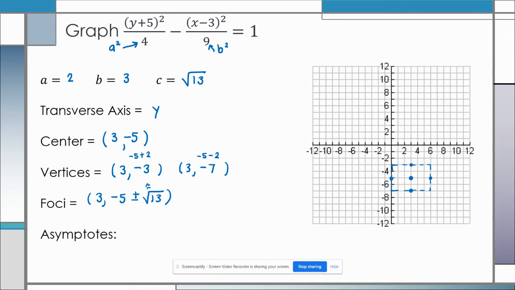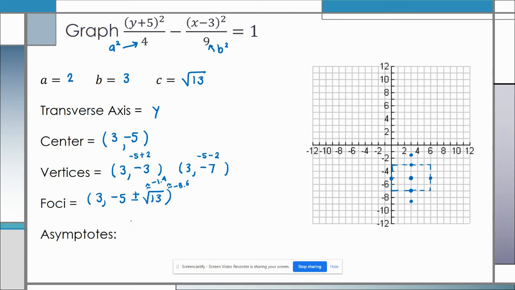So if I'm looking at the numbers, -5 plus the square root of 13, well, that's approximately -1.4. So 3, -1.4 would be over here. And then also, if I have -5 and I subtract the square root of 13, I get approximately -8.6. So at 3, I'm going down to -8.6, another point that's outside of the box, which is what I want. Okay, remember our equation for our asymptotes.